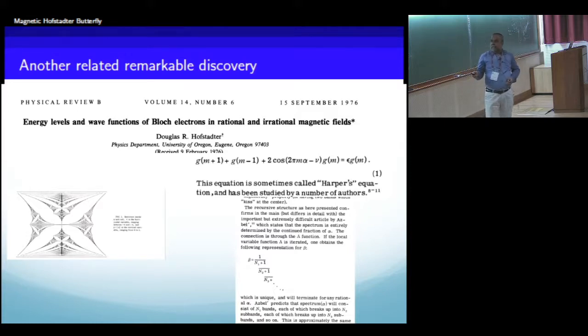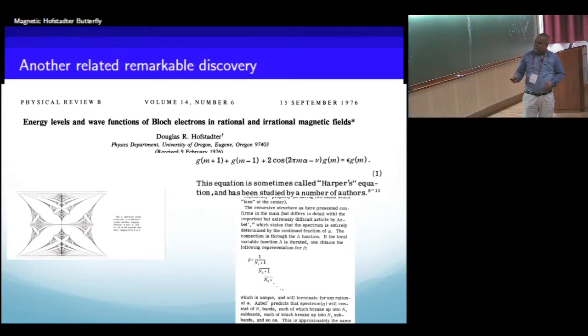So if you just write down this equation in the tight binding model, then this gives this very interesting eigenvalue equation, which goes by the name of the Harper equation. And it was first pointed out by Mark Azbel, as Hofstadter recounted in his very famous paper, that the recursive structure as here presented confirms in the main, but differs in details with the important but extremely difficult article by Azbel, which states that the spectrum is entirely determined by the continued fraction of alpha, and it shows some very interesting self-similar structure.